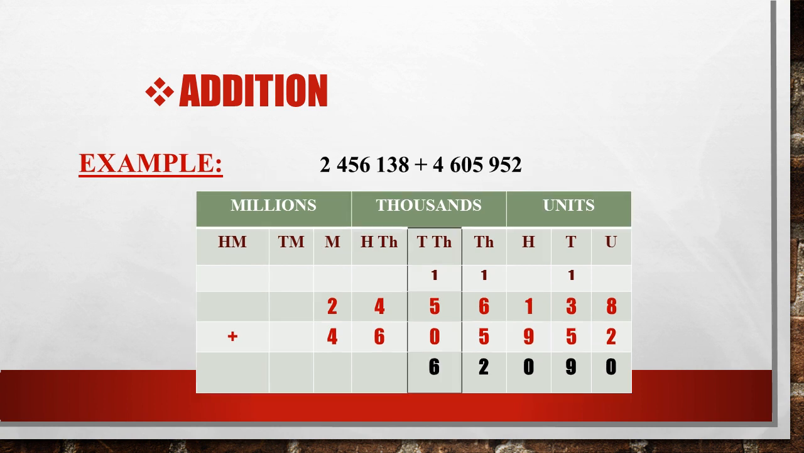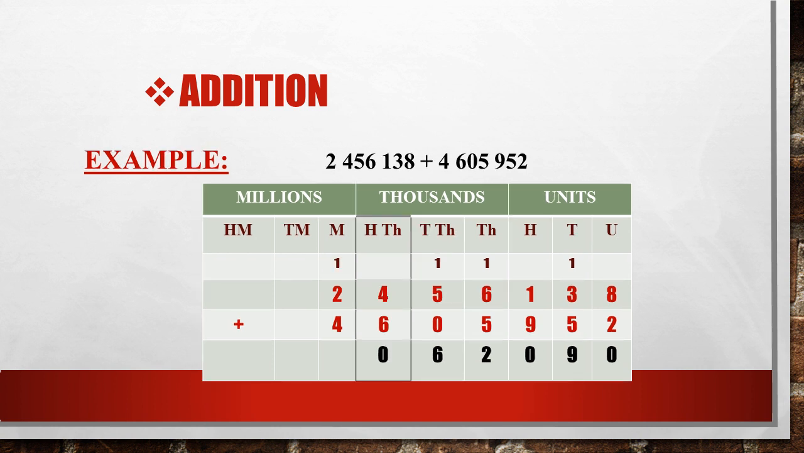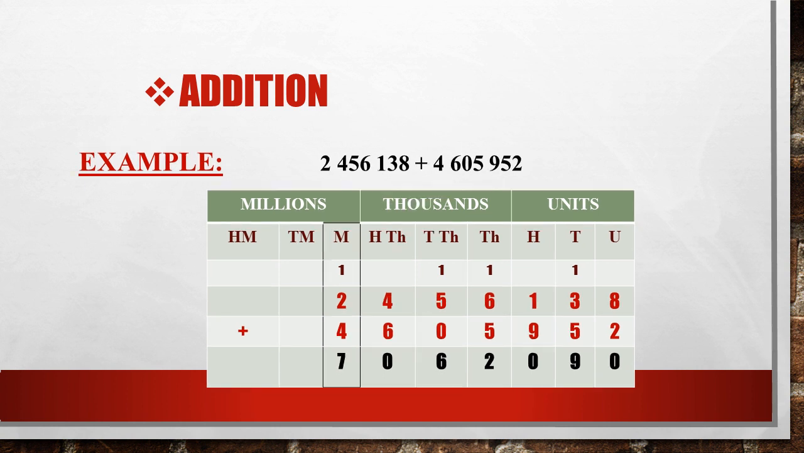Now we will add the digits in the 100,000 column. Here we have 4 and 6, and after adding 4 and 6 we get 10. Again we will write 0 at 100,000 place and take 1 carry over to the million column. Now we will add the digits in the million column, and that is 1 plus 2 plus 4, which gives us 7.